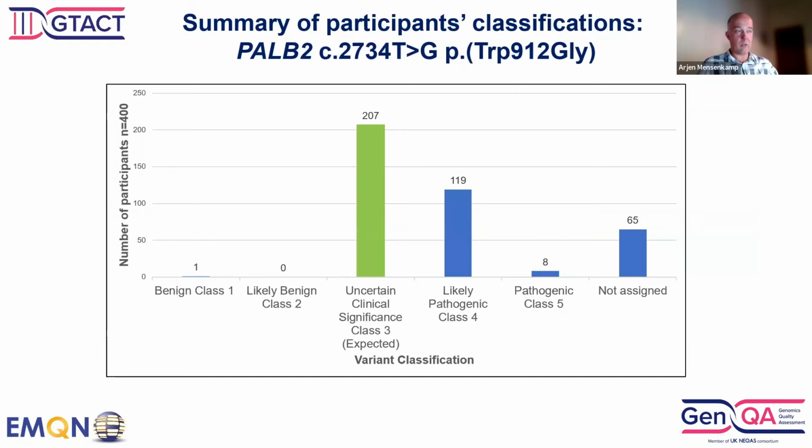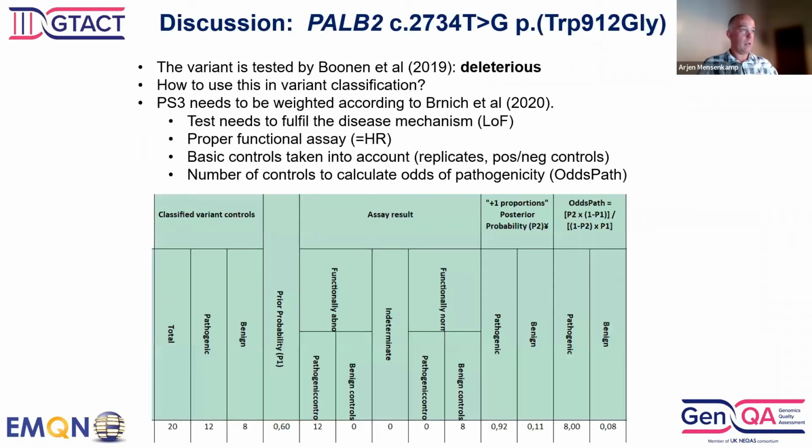As you can see, the majority of participants agreed with that classification, but a large group of people came up with a likely pathogenic classification, most likely due to a different use of the PS3 criterion. Next slide, please. And I will come back to that now for this assay.